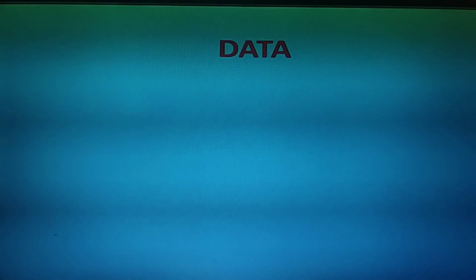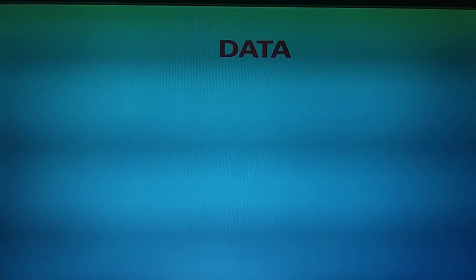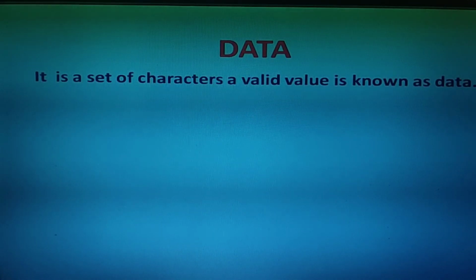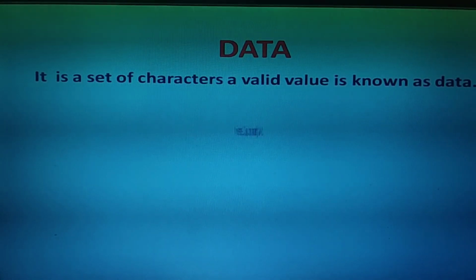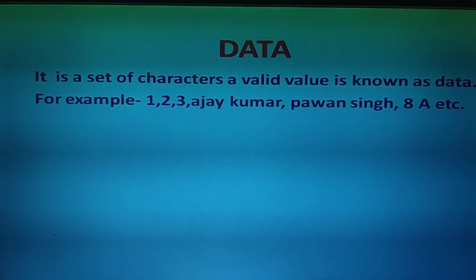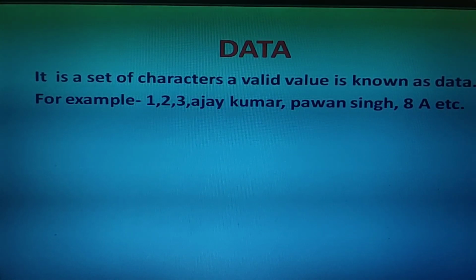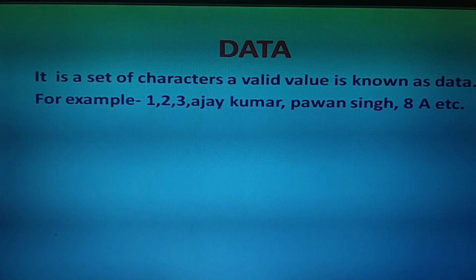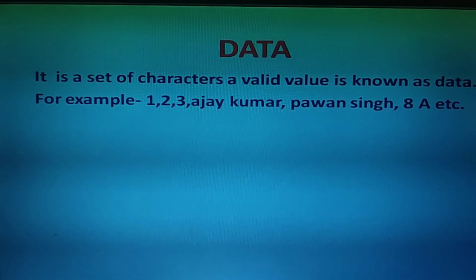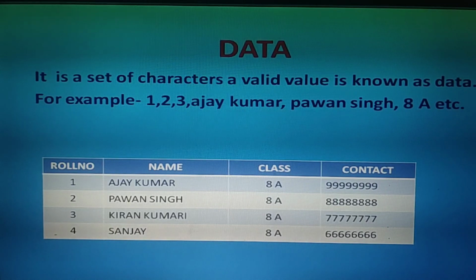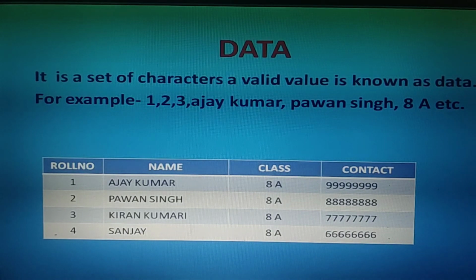Next is the data. In the given elements, the third element is data. It is a set of characters. A valid value is known as data. For example, in the given table there is roll number 1, 2, 3 and so on, and Ajay Kumar, Pawan Singh, the names of the students, and the class, section and contact, all are data. The same table we have taken here also, with roll number, name, class and contact.